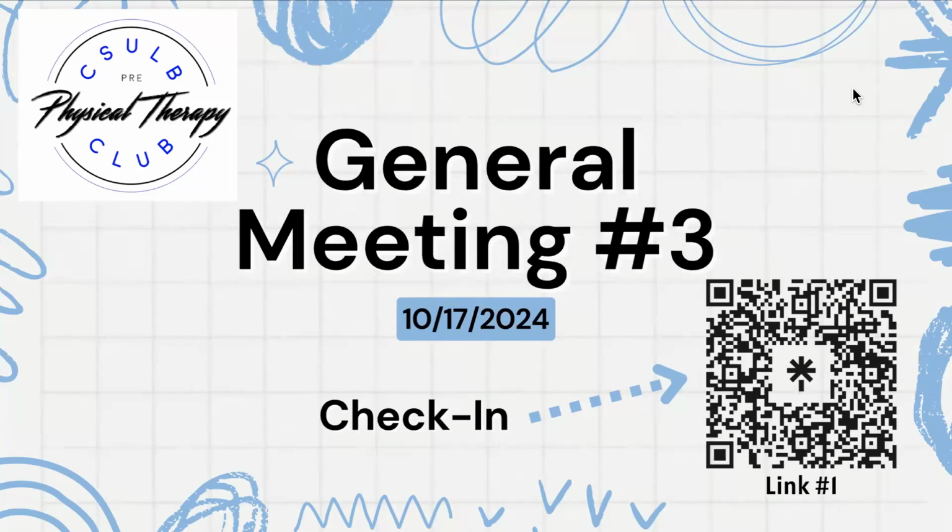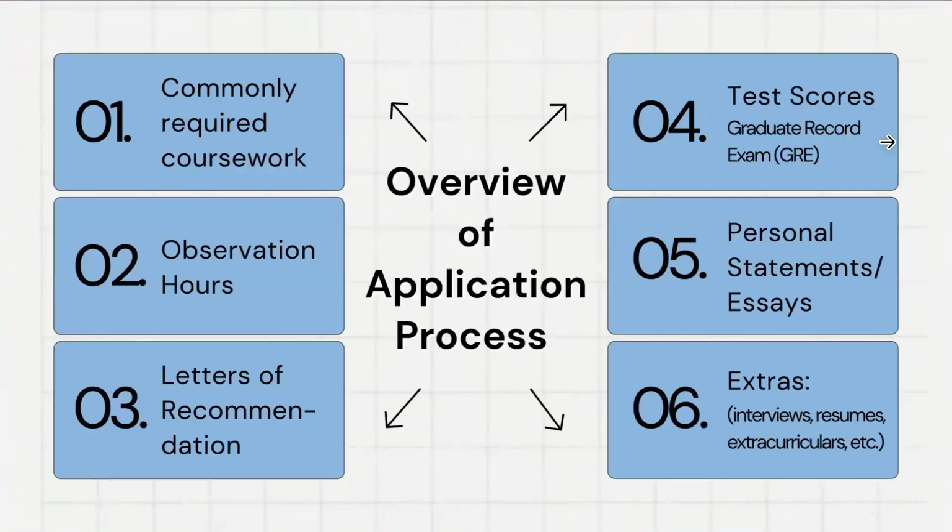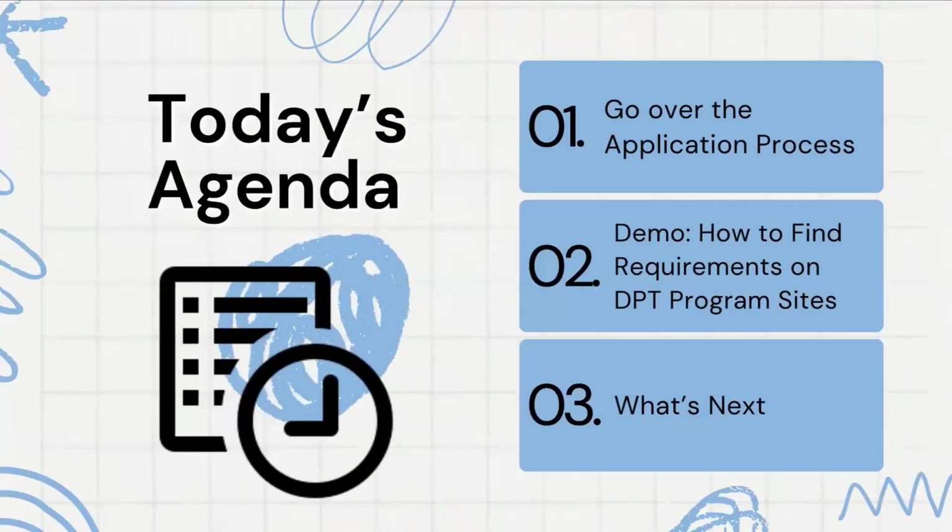Alrighty. So for today's meeting, we are going to be talking about the prerequisites of physical therapy school, what it takes to get into it, what the application process is going to look like, and all the different pieces that you'll be including on the application. We'll also do a very quick demo about how to go about finding all of these requirements that are necessary at certain schools, because all of them are a little bit different. And it could be a little bit of a process, like navigating a website, especially PT schools, because they just load all the information up. So we'll go over that, and then we'll just talk about what's coming up next for the club.